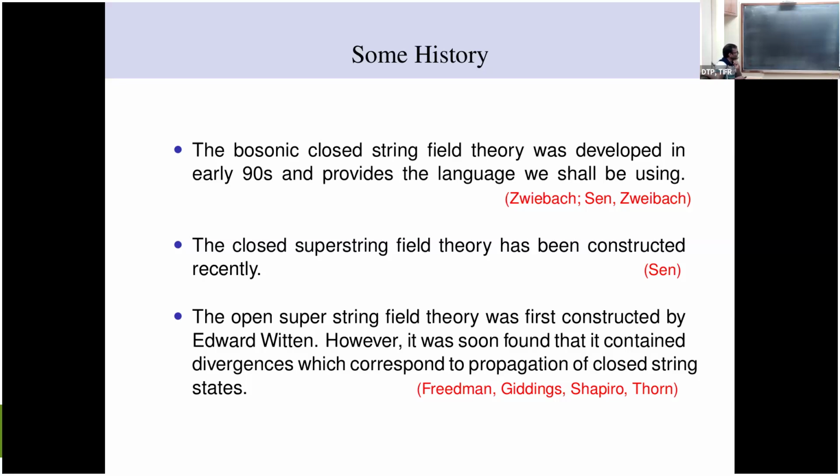The closed superstring field theory was recently constructed. For a long time, the main problem was to include RR fields, and that was solved by Ashoke Sen in 2014-15. Open superstring field theory was first constructed by Witten, even before the closed string field theory by Zwiebach, around 1985. But it was soon found that it contained divergences which correspond to propagation of closed strings.